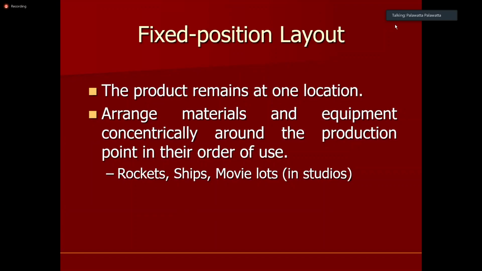The ship is a big one, so all the equipment and machinery needed to produce the ship is around the ship. So the layout is fixed. Here the product moves out once finished. Airplanes also use the same method. Once the product is produced, it's taken out.